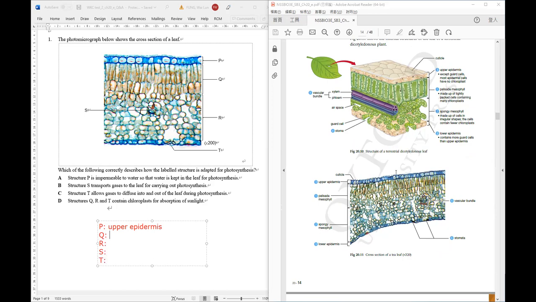Okay, for Q, we call this the palisade mesophyll. R is the spongy mesophyll. S is the vascular bundle. That should be the xylem and phloem together, which transports material. And T we call this the guard cell. Okay, first of all, you recognize all these first.